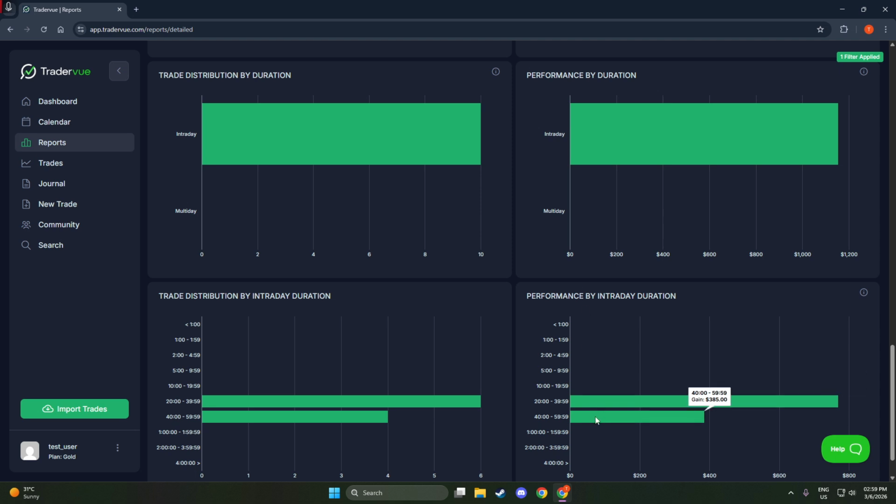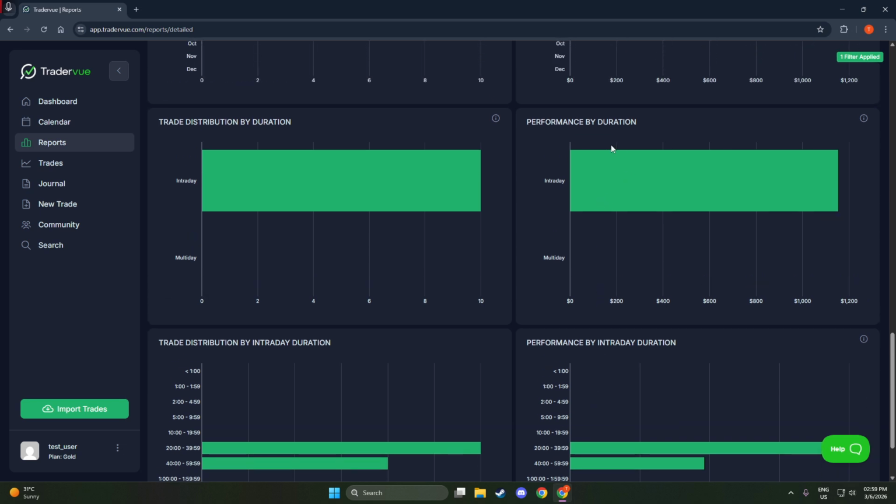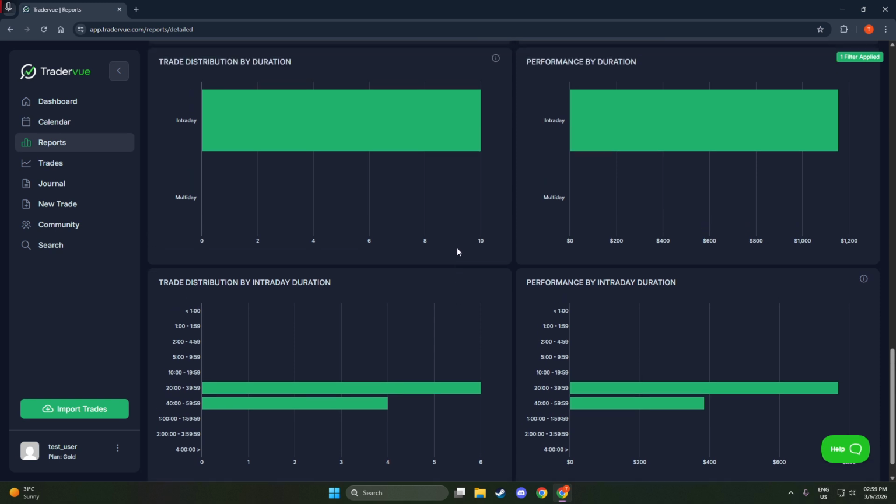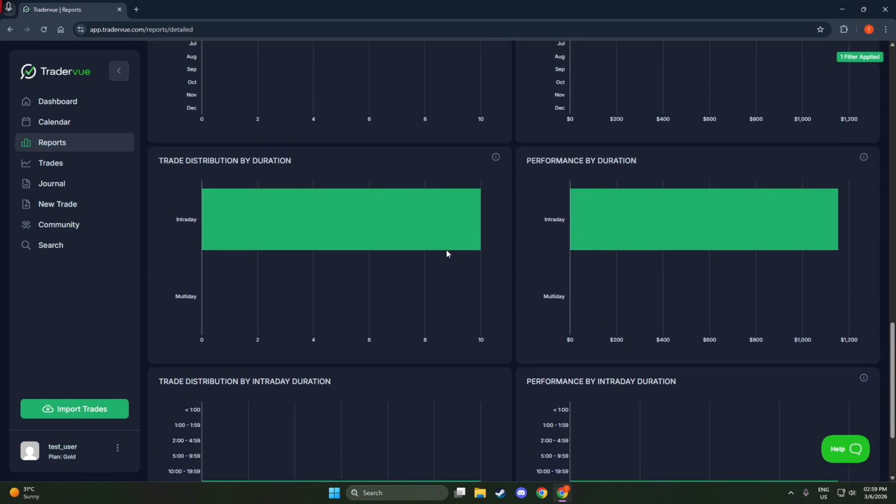After you understand the mix, move to Performance by Duration. This view shows how your profit and loss differs across those same duration groups. Here you can quickly spot where you're most effective. If intraday shows stronger P&L than multi-day, that may indicate your edge is sharper when you close positions by the end of the session. If the opposite is true, you might consider letting certain setups work over multiple days.